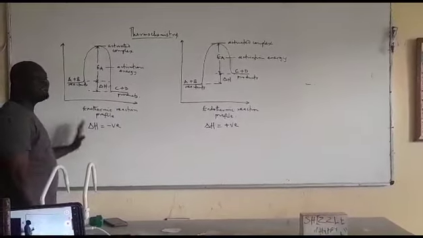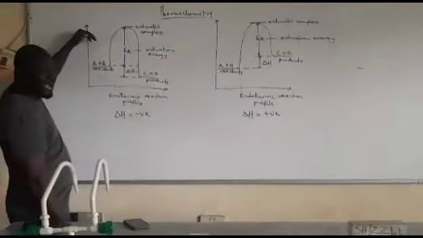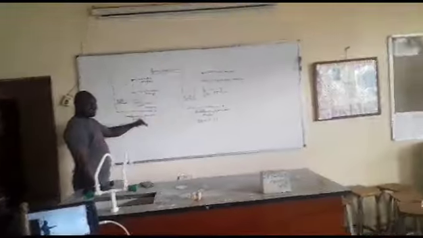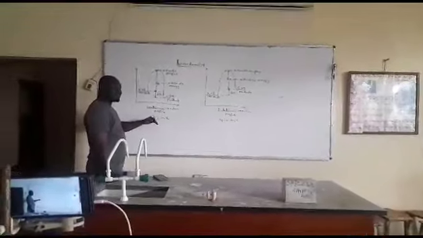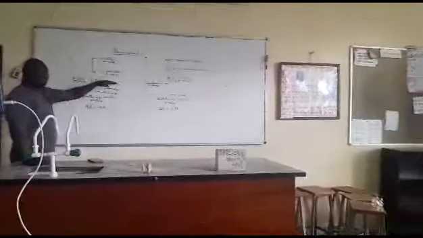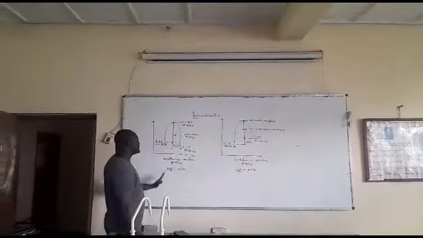For an exothermic reaction, you notice that the reactant side is higher compared to the product side. It is a kind of reaction in which energy is given out to the surroundings, so it's called an exothermic reaction.